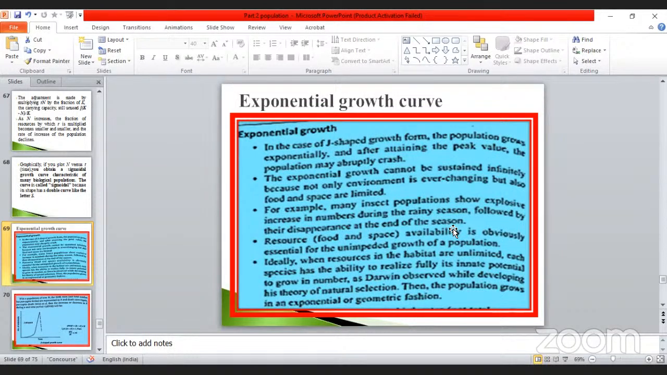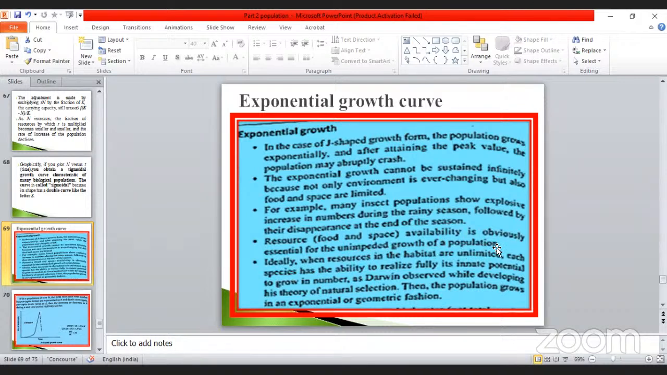We can see it. Okay, after that season, what can completely disappear? Where has it gone? We do not know. Okay, see that. Next one is resources. Food and space are also very, very important. Availability is obviously essential for the unimpeded growth of the population.